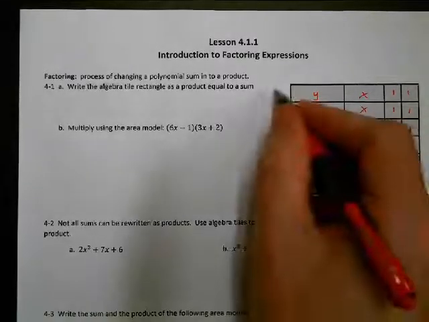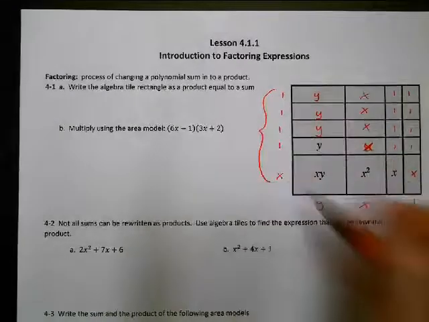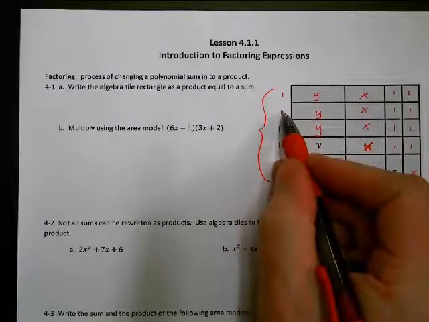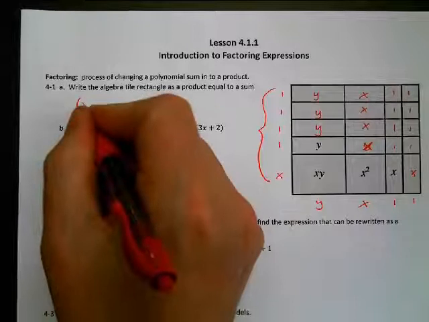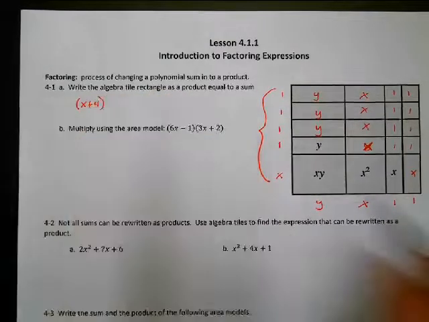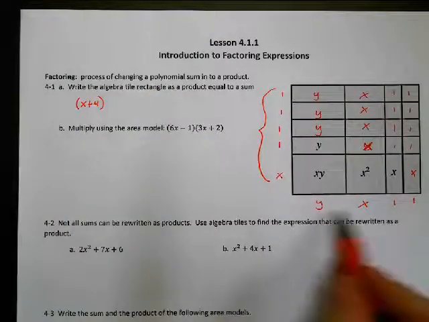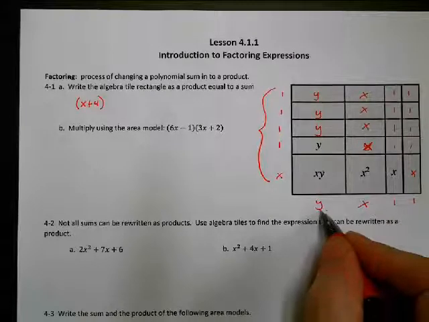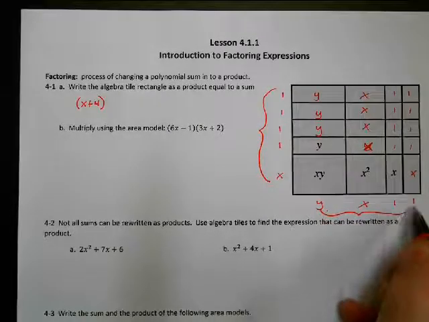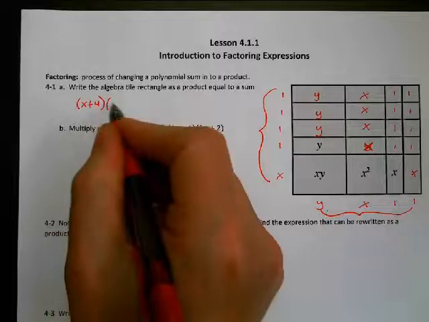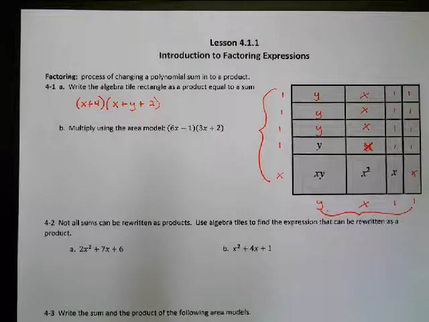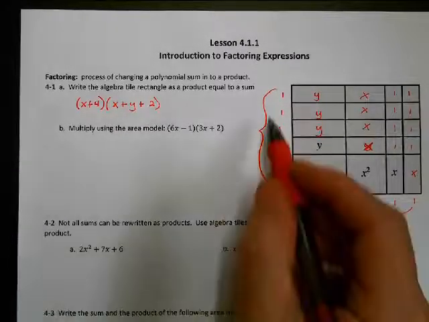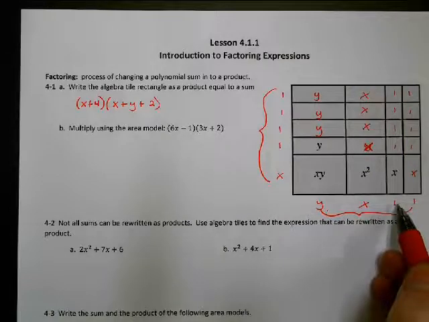All right, so looking at this entire side right here, I've got x and 1, 2, 3, 4. So that side would be x plus 4. Looking at this side, I've got y and an x and 2 singles. So that would be x plus y plus 2 singles. So that is written as a product where we're multiplying the length times the width of that rectangle.